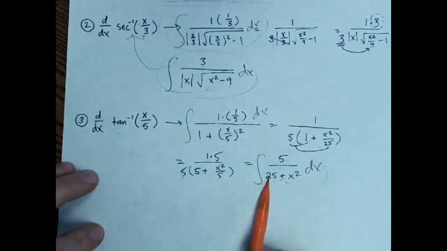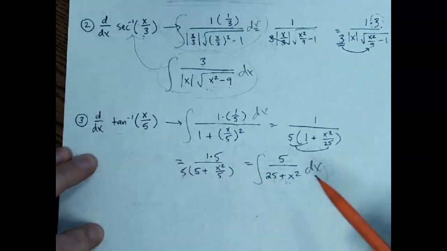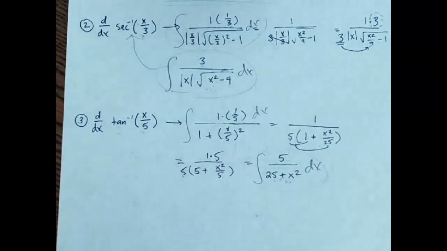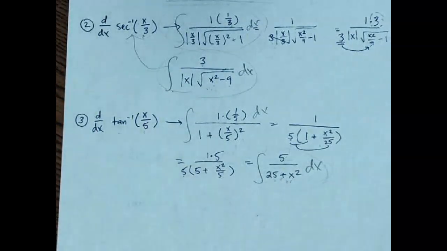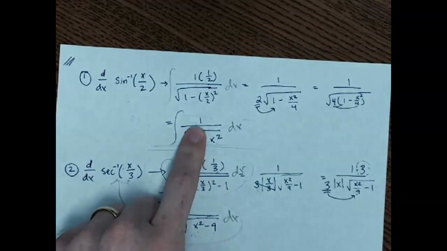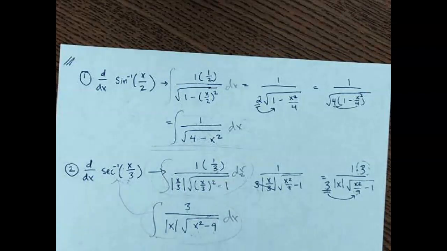Square root of 25 is 5. Not a coincidence that that extra number that you need on the top is a 5. Square root of x squared is x. Okay, so important thing to remember. Why did the sine inverse end up with a 1 on the top? Why don't you need anything else?